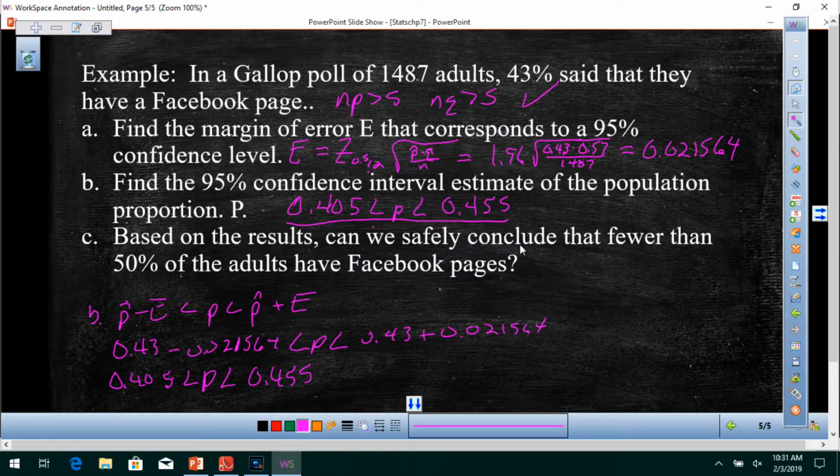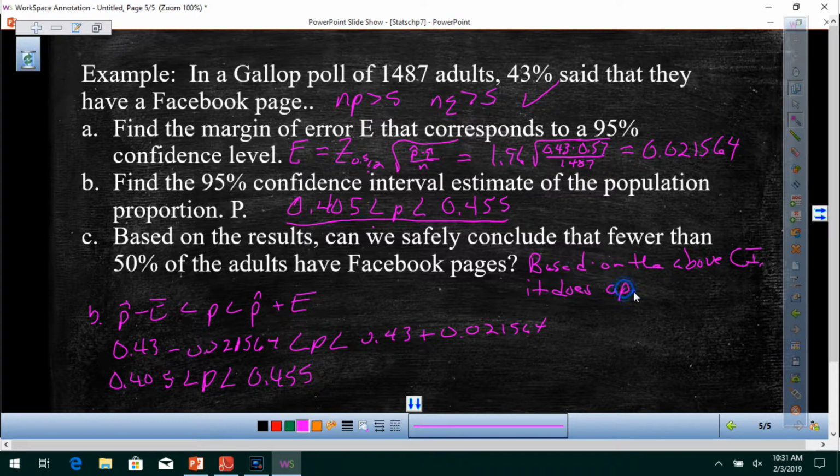So let me put this into words. Based on the above confidence interval, it does appear that fewer than 50% of adults have a Facebook page. All right.